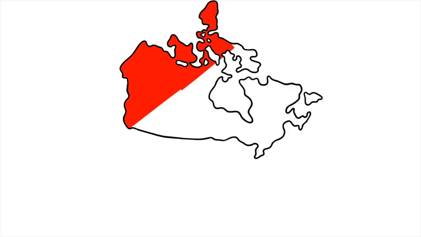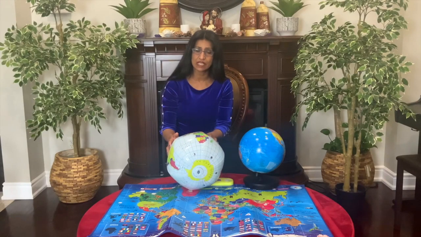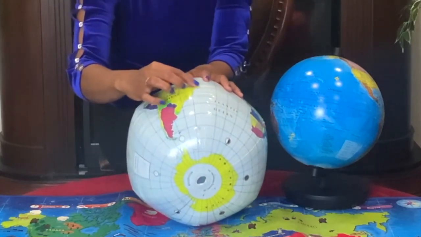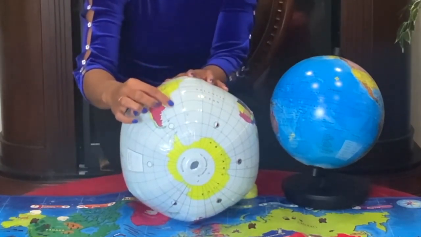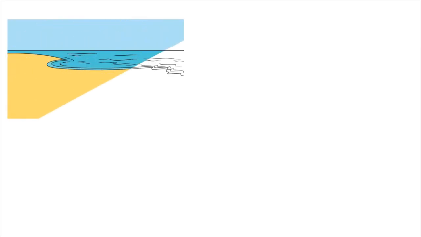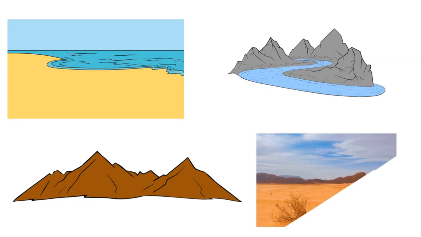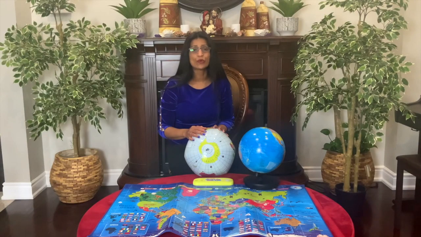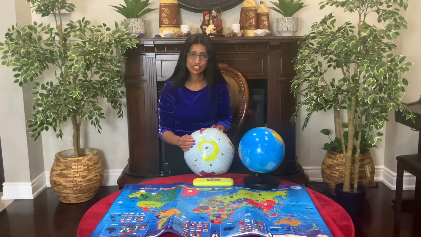Countries have outlines called borders. These borders can be real or imaginary lines. So this country over here has Atlantic Ocean as its border on this side. Real borders can be oceans, rivers, mountain ranges, and deserts. Countries have cities called capital cities. Capital city is where a country's government holds meetings from and functions from.